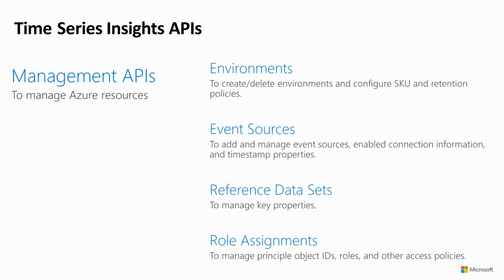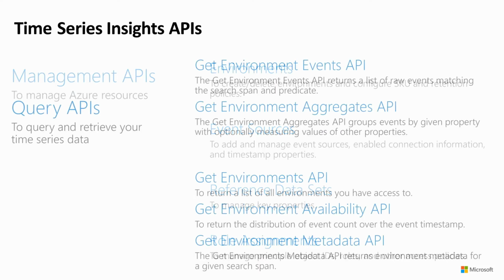So our management APIs give us four key capabilities. The first is to create and delete environments. The second is to add event sources, like in Azure IoT Hub. The third is to add reference data sets. And then finally, you can add role assignments. So this is RBAC controls to Time Series Insights.